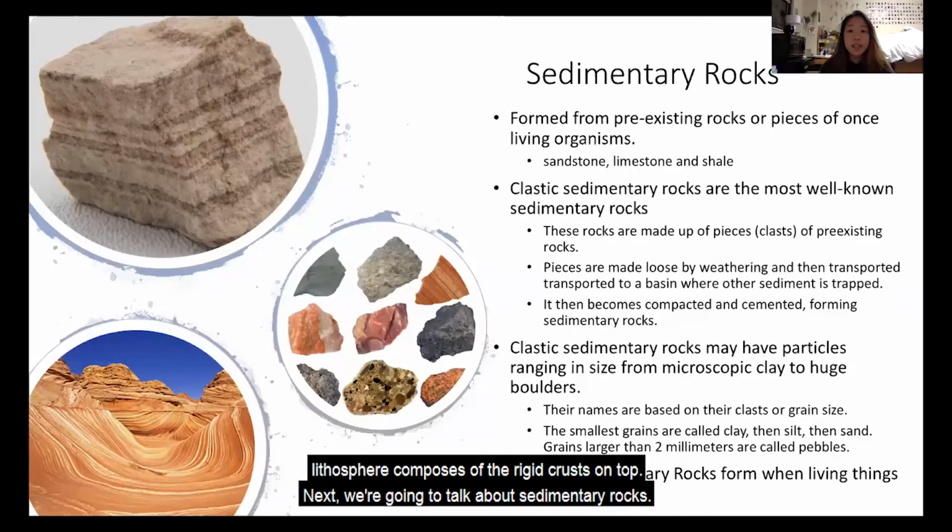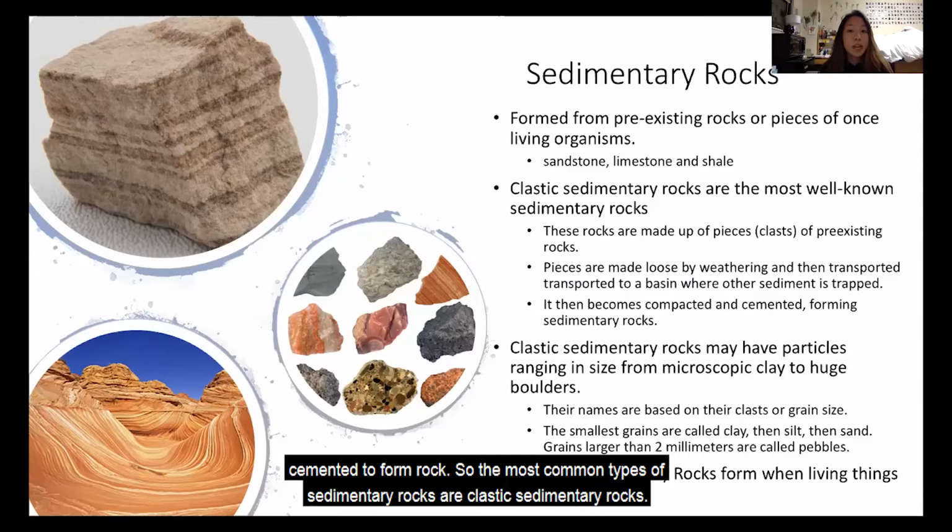Next, we're going to talk about sedimentary rocks. They're formed from pre-existing rocks or pieces of once living organisms. Some examples you may know: sandstone, limestone, and shale. Sedimentary rocks form from deposits that accumulate on the Earth's surface. These rocks often start as sediments carried into rivers and then are deposited into lakes and oceans. When buried, these sediments lose water and become cemented to form rock.